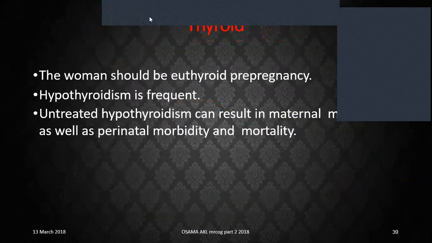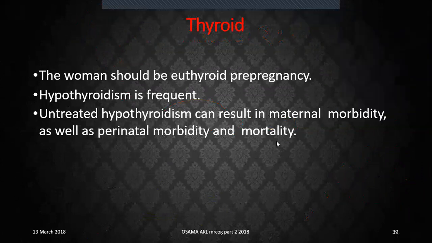Thyroid function, iron is deposited in thyroid gland leading to hypothyroidism, and it can increase the maternal morbidity, perinatal morbidity, and mortality. Because even the fetus inside the uterus during the first trimester needs the mother to be euthyroid. We say that during the first trimester, the fetus needs ready-made T3 and T4 from the mother.